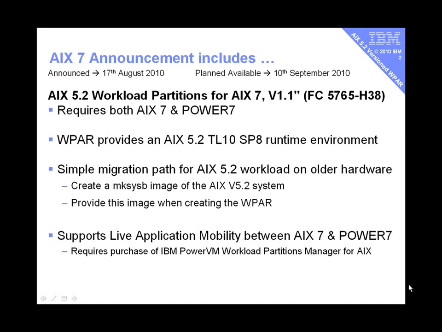At the same time, we announced another product called AIX 5.2 Workload Partitions for AIX 7 version 1.1. I include the feature code there that helps IBMers look up how to order it and how much it costs. We're told that it requires both AIX 7 and Power 7 to run. No other combination is allowed.